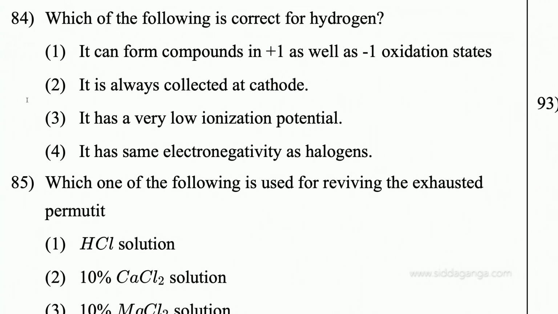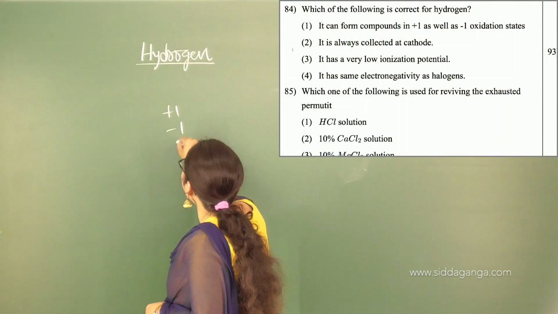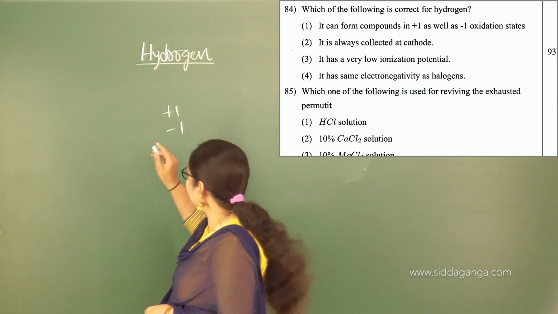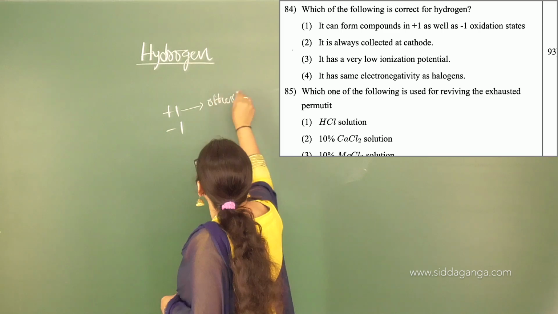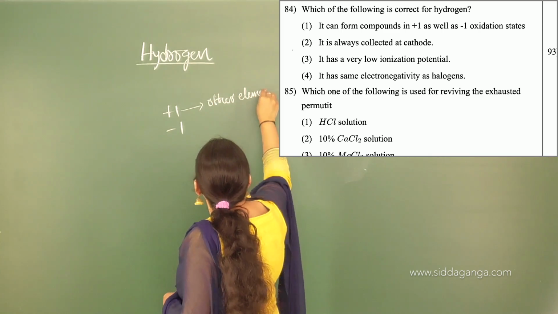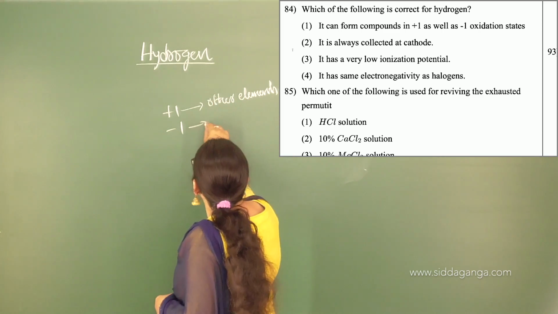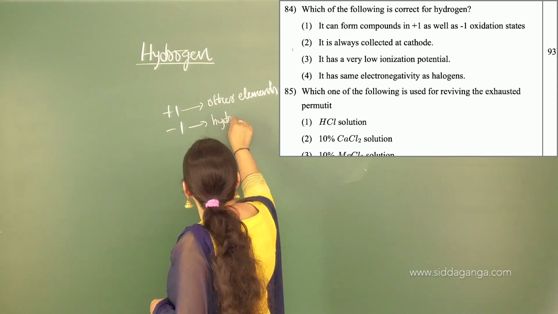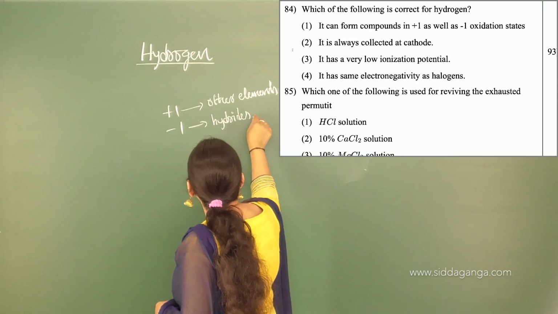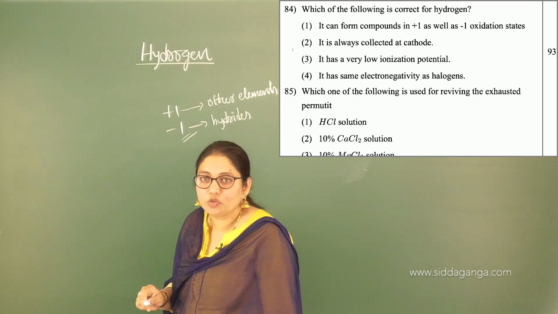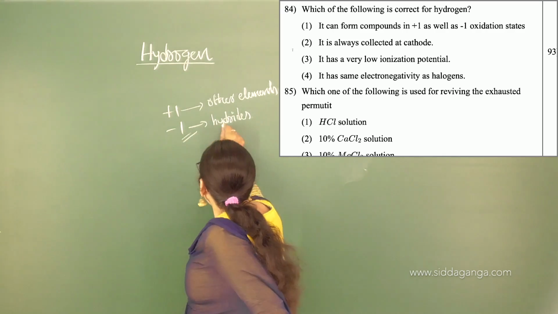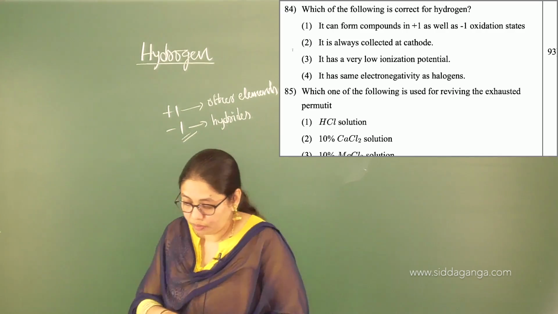Because it can form both +1 and -1 oxidation states: +1 in case of other elements, and -1 in case of hydrides. So while discussing the oxidation number, you are going to see hydrogen exhibits an oxidation number of -1 in case of hydrides. So next question.